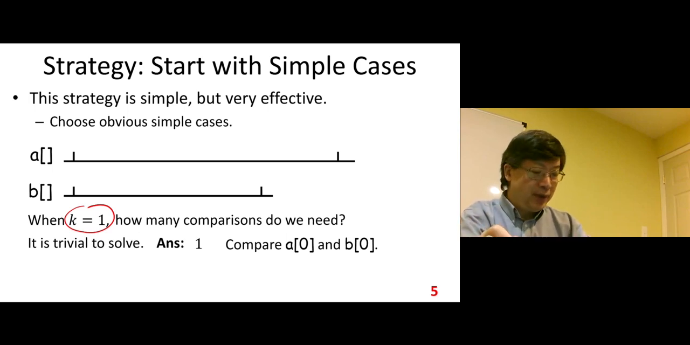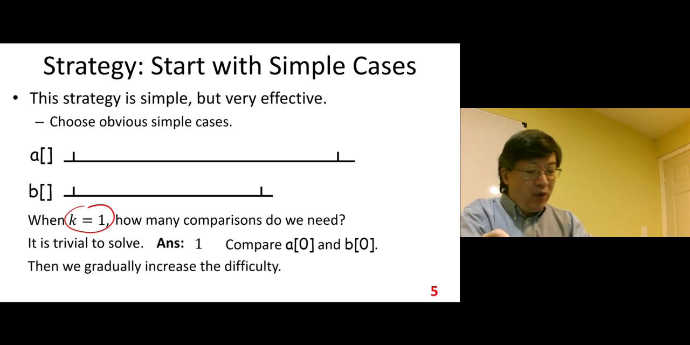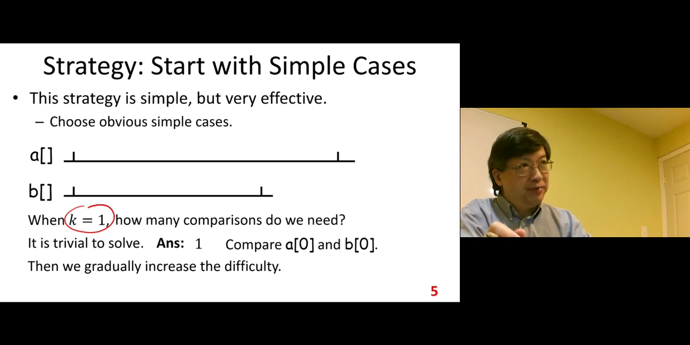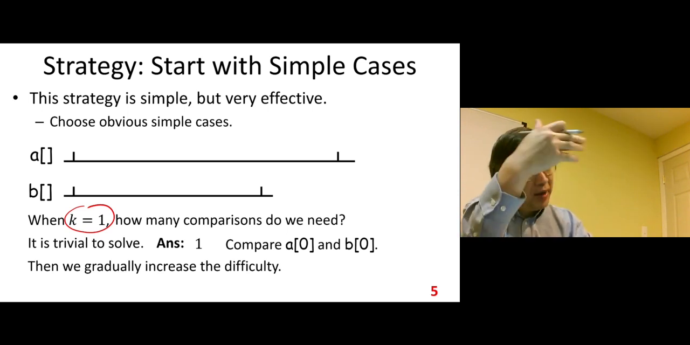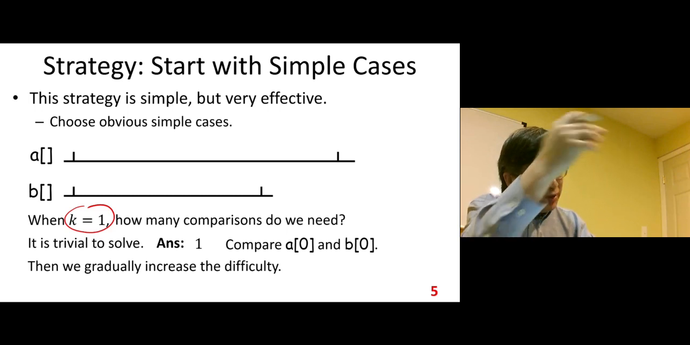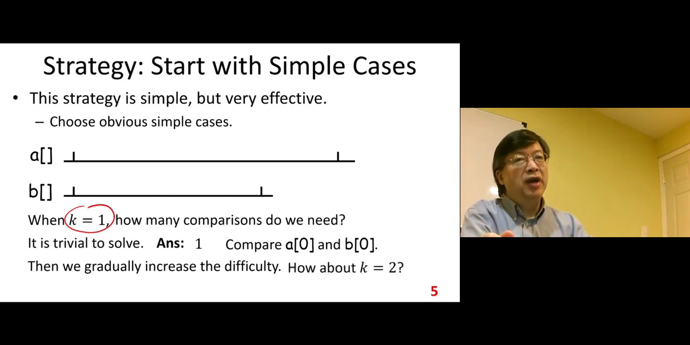Then we gradually increase the difficulty. So make k a little larger. The next try, k equals 2. This time it is slightly harder, but still not very hard.